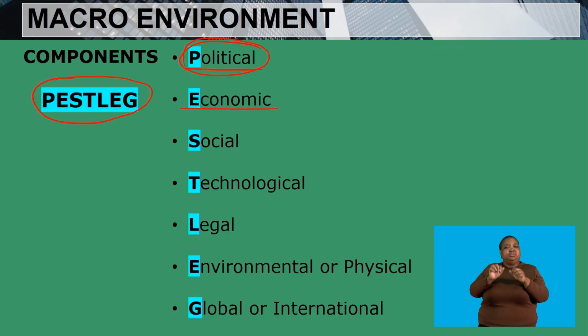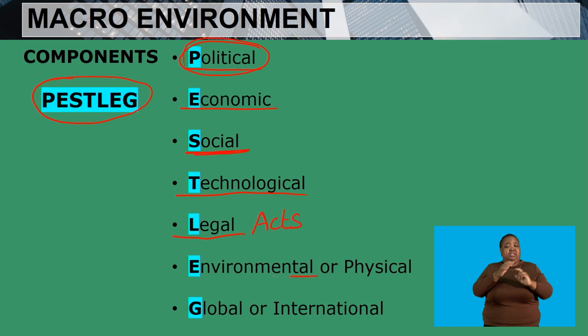We then have the economic, which speaks about inflation and so forth. We then have social, which speaks to the people or the society. Then the technological speaks to the technological advancements that we have over time. We then have the legal. If you remember correctly, the legal speaks about the acts and the constitutions of the country.